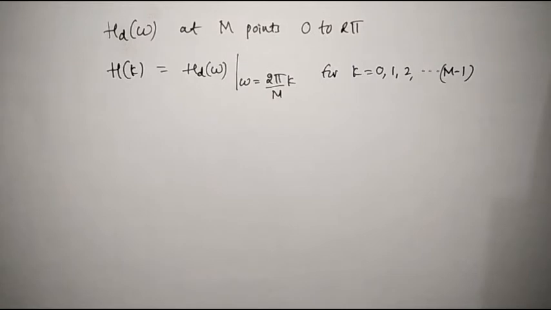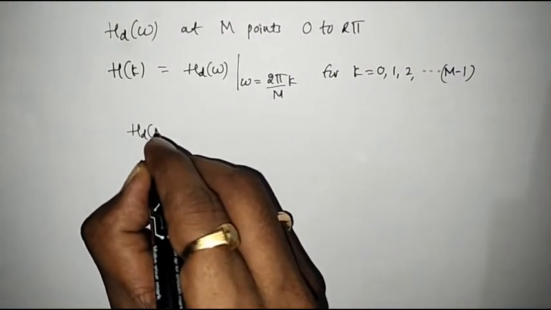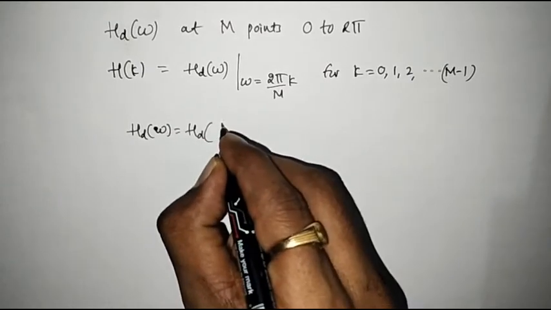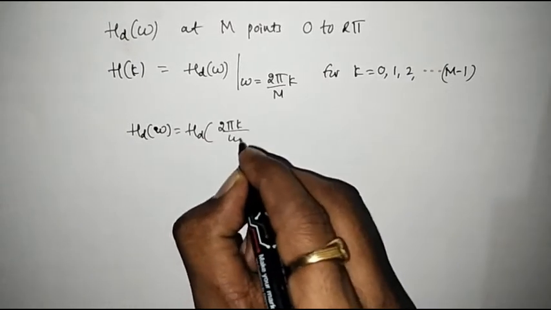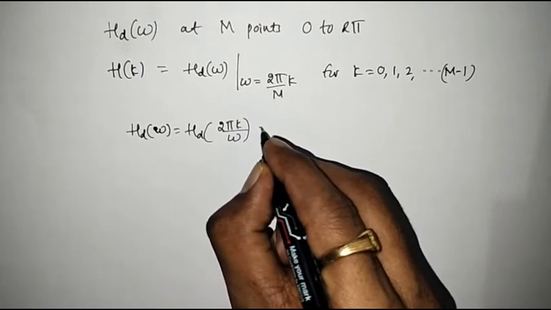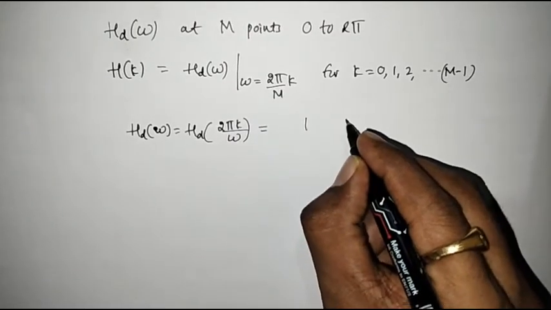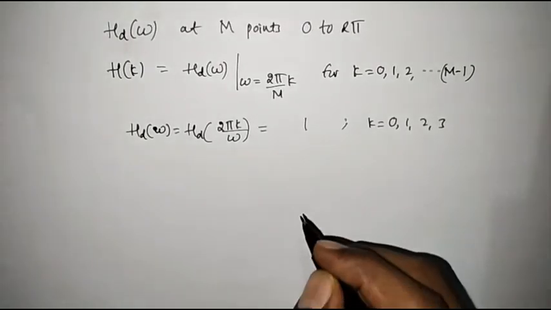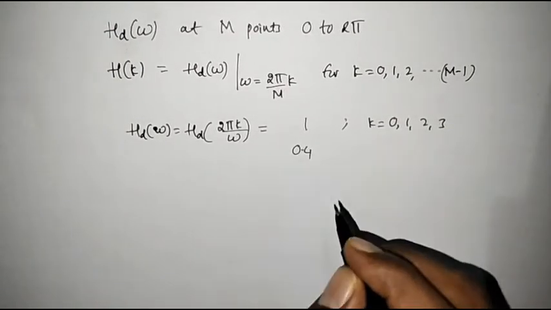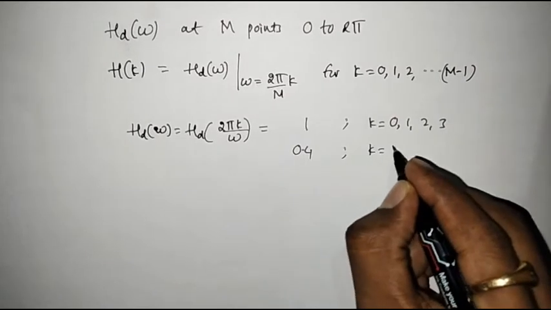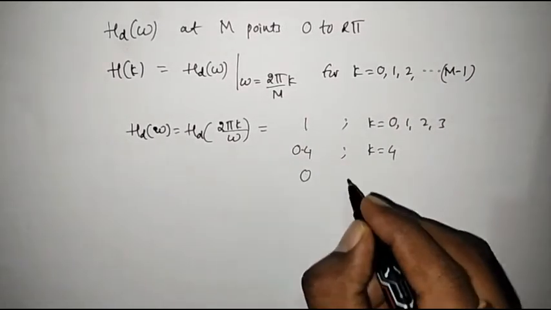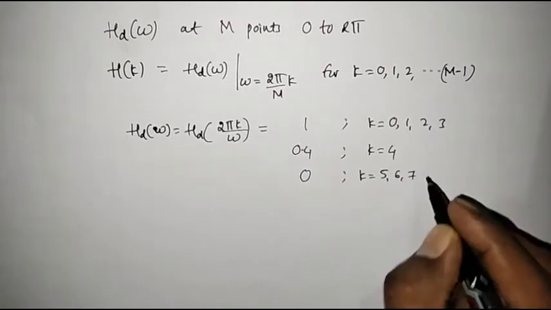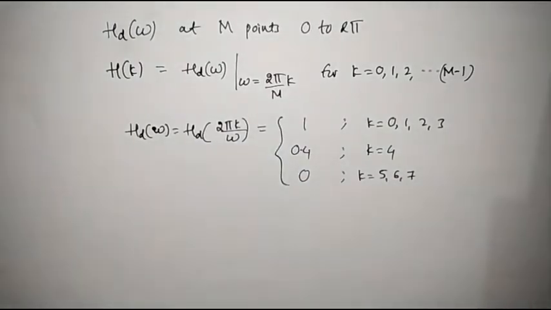Now in this problem, H_d of omega at omega equal to 2 pi k by M is given, which is equal to 1 for k equal to 0, 1, 2, 3, its value is 0.4 for k equal to 4, and its value is 0 for k equal to 5, 6, 7. This is the given data.